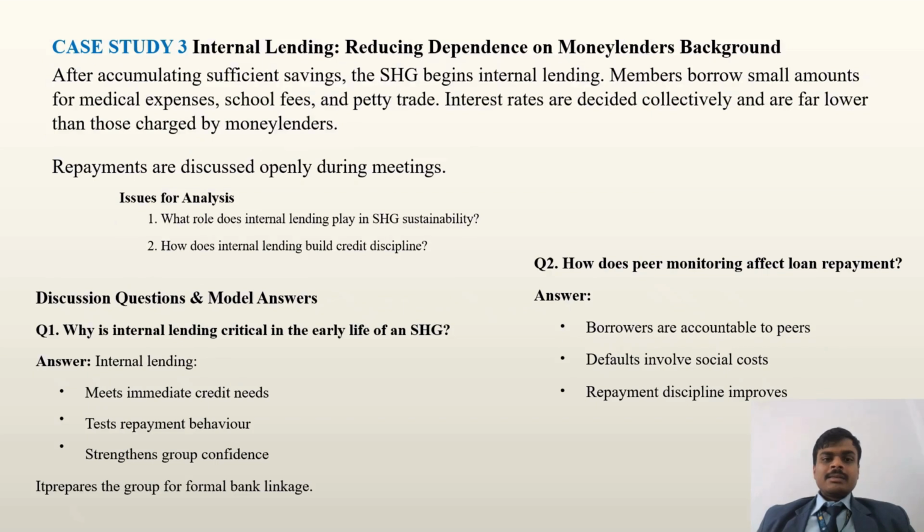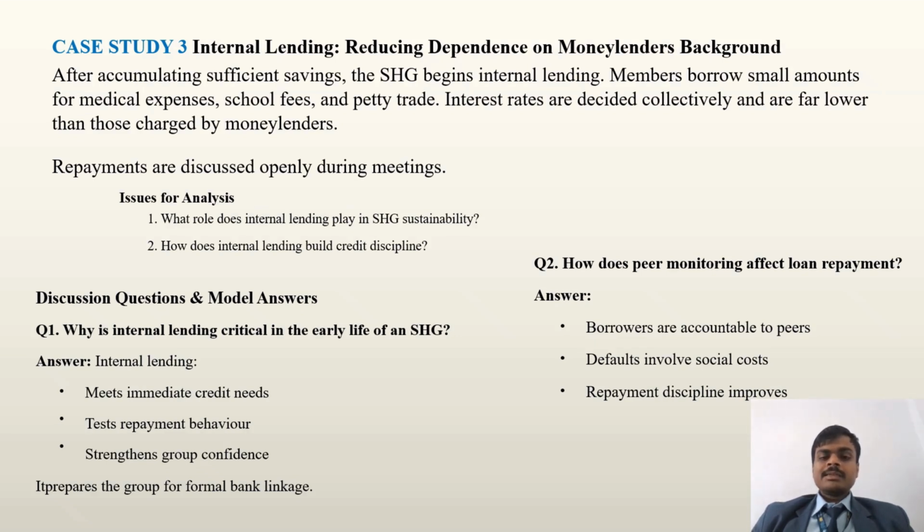Another case study, number 3, will be talking on internal lending. I'll be talking about the background of it. After collecting enough savings, the SHG started giving small loans to members. Loans were used for school fees, health expense, or small businesses. Interest was lower than moneylenders. Repayments were discussed in meetings.